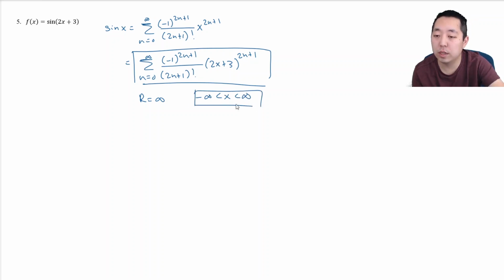We'll see ones, I think there should be problems where the radius of convergence isn't infinite, so we'll see how to compute the radius.